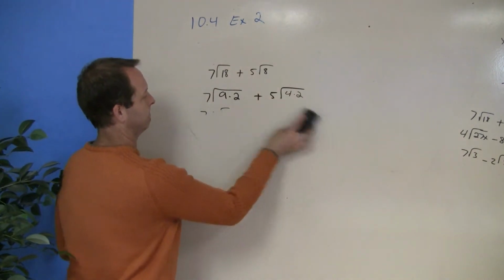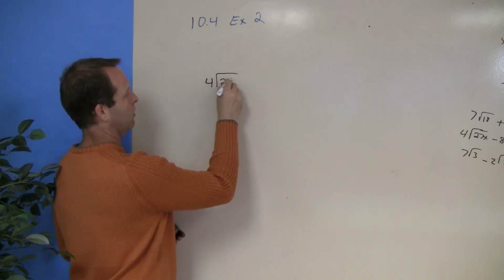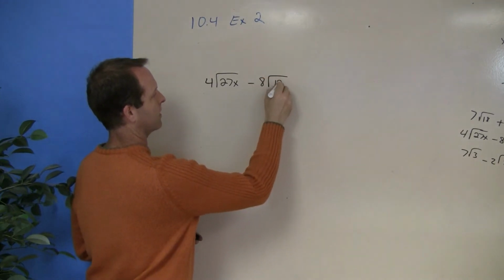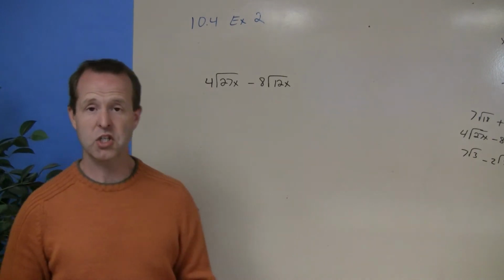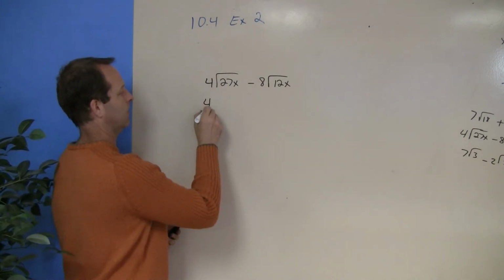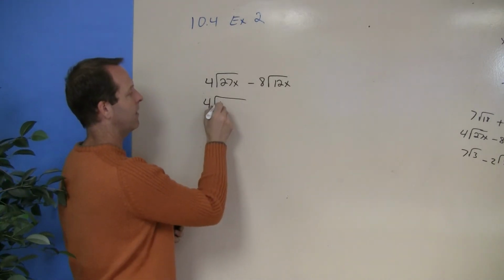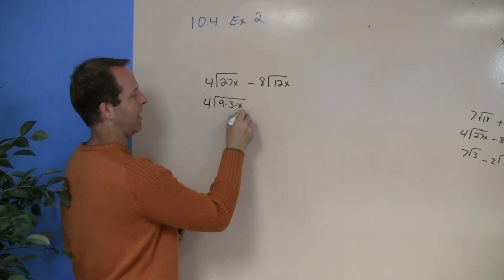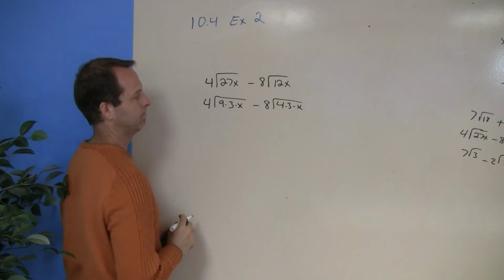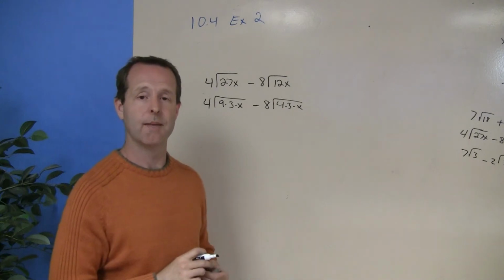Let's look at another one. I have 4 root 27x minus 8 root 12x. Well, initially, I can't add or subtract them because they have different radicals. But I've realized I can factor some of these, or not factor, but I can remove some of these. 27, that's a 9 times a 3 times an x, minus 8 times 12, that's a 4 times a 3 times an x. So I was able to find some factors. Some of those factors were perfect squares, which means I can go ahead and pull them out.